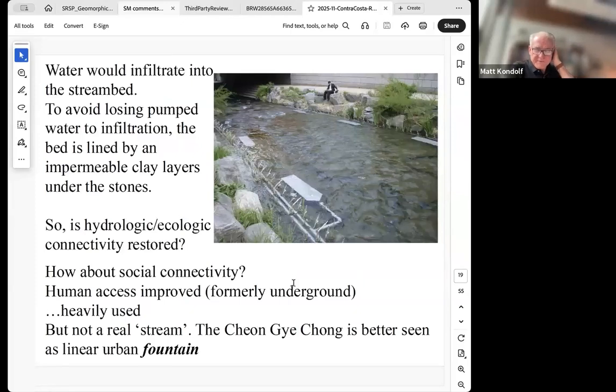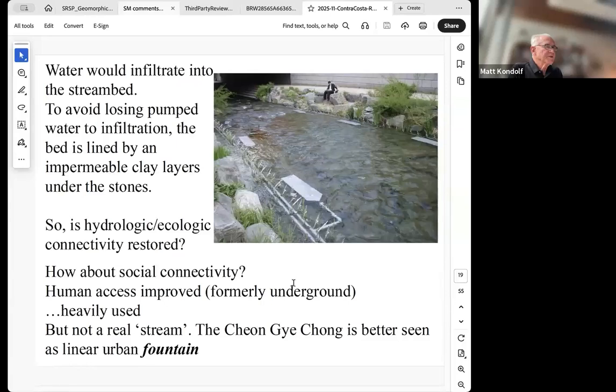Now they've spent all this money. I forget how many million they spend a year just pumping the water from the Han River to go into the Cheonggyecheng. And that water would just infiltrate into the bed and go into the local groundwater. Well, we spent so much money pumping the water up, we don't want to lose it to infiltration. So there is an impermeable layer under those stones. The stones you see on the bed are basically just resting on this impermeable layer. So no more vertical connection with the shallow groundwater.